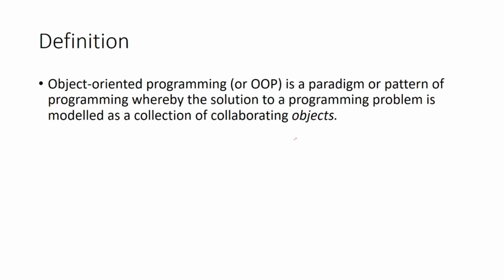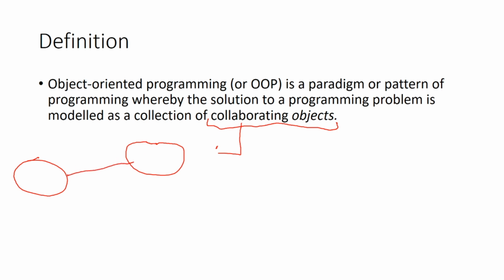Now let's go to the second definition of object-oriented programming. Object-oriented programming, or OOP, is a paradigm or pattern of programming whereby the solution to a programming problem is modeled as a collection of collaborating objects. Now, collaborating objects: this was the part that I emphasized just a while ago. What I mean by this is that, let's assume these circles are objects of different classes. The interactions among these objects, of varying classes, are responsible for the solution of a programming problem, right?